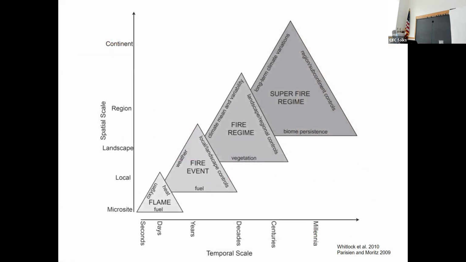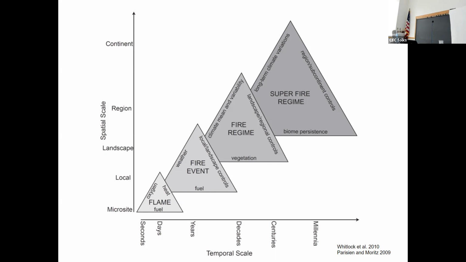This is a fire regime concept map. How many of you have seen something like this before? So what we have here on the bottom is temporal scale. So here we have seconds and days and years, decades, centuries, millennia. And over here we have spatial scale, microsite, landscape, region, continent. Here's the fire triangle. It happens at small spatial scales and at short durations, okay? This is the actual reaction. Oxygen, heat, fuel.